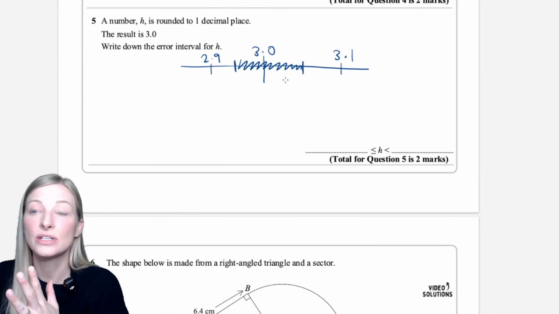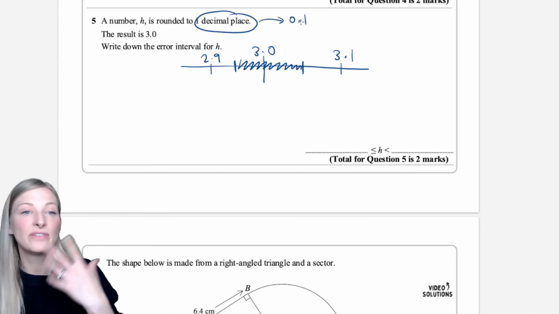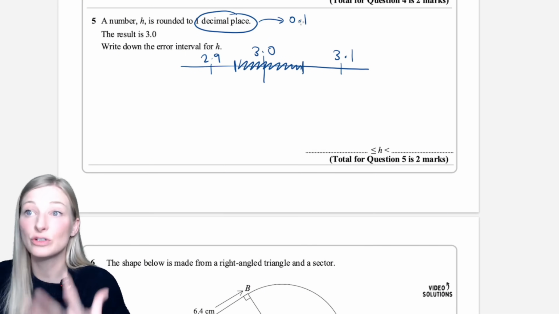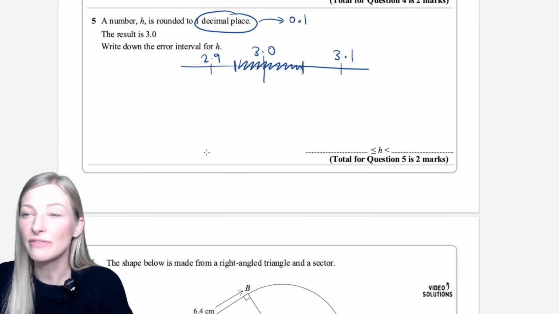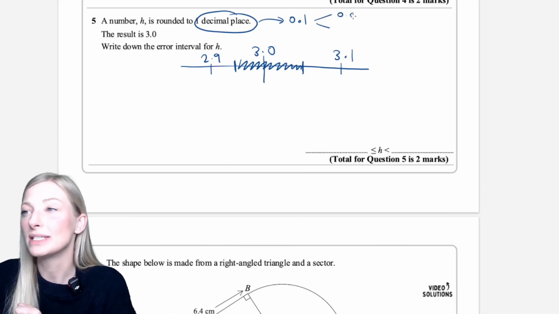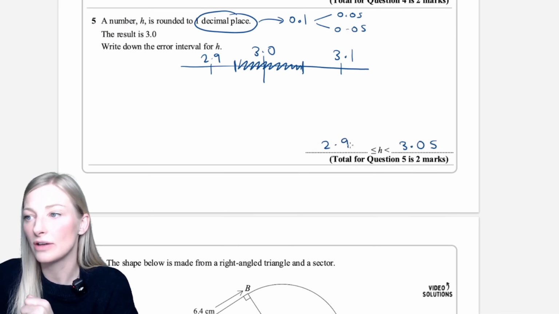where 3.0 is the closest. So we're going to take 1 decimal place, which is rounding to the nearest 0.1, and we always half that. So if they rounded to the nearest 10, you would half that, do 5 above and 5 below. If they rounded to the nearest 1, you would half that, do 0.5 above and 0.5 below. Because they've rounded to the nearest 0.1, we're going to half that and put 0.05 above and 0.05 below. So that's going to be 3.05 at the top and 2.95 at the bottom.